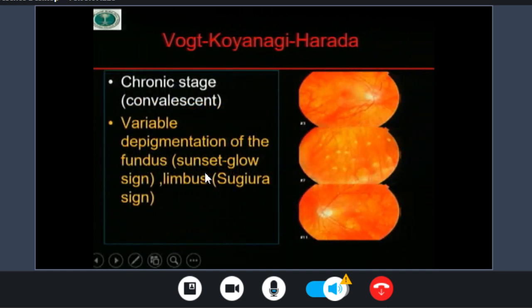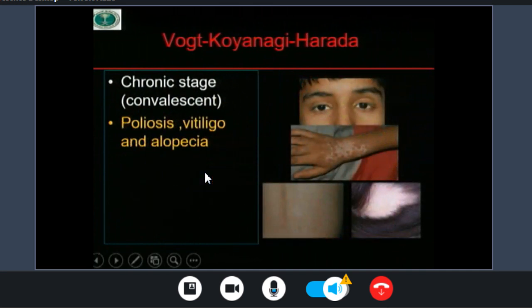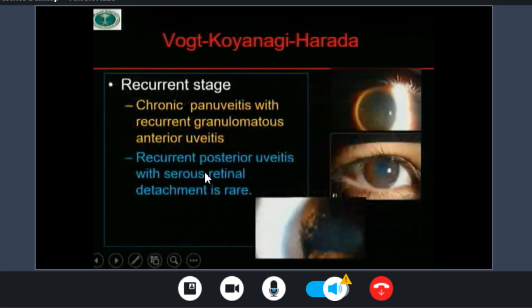In the chronic stage, we see multiple signs and variable depigmentation of the fundus, sunset glow fundus, limbal Sugiura's sign, and we see Dalen-Fuchs nodules like chorioretinal scars. In the chronic stage, the patient might manifest vitiligo, alopecia, and poliosis. In the recurrent stage, usually chronic anterior uveitis, recurrent granulomatous uveitis, and recurrent posterior uveitis with serous retinal detachment is rare. So most of the patients, when they pass the acute stage, usually present with chronic anterior uveitis rather than having exudative retinal detachment.